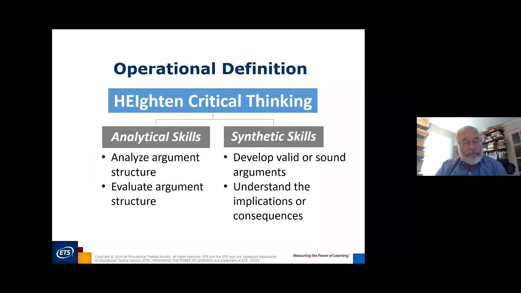So this test called HEIGHTEN, the HEI is higher educational institutions, we're using for students who are graduating from college, undergraduate college, and it's what we call a student learning outcomes. Have they learned critical thinking during their time in college? And we broke it into two kinds of skills, analytical and synthetic. And so we report two subscores. We report analytical scores and synthetic at the group level. So for analyze, can they analyze an argument and evaluate the structure? And for synthetic, can they develop valid or sound arguments and understand the implications or consequences?